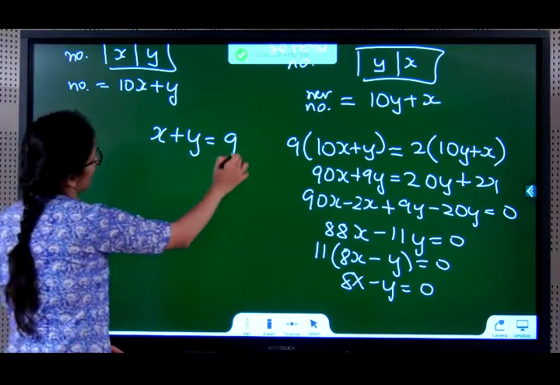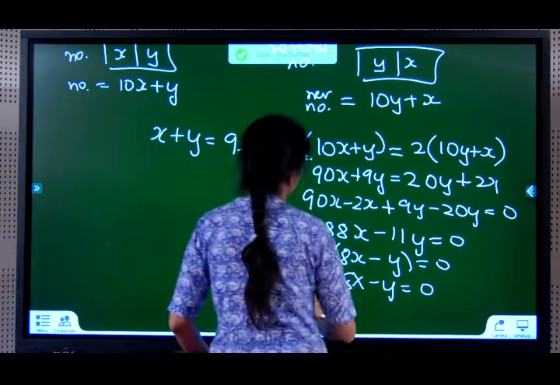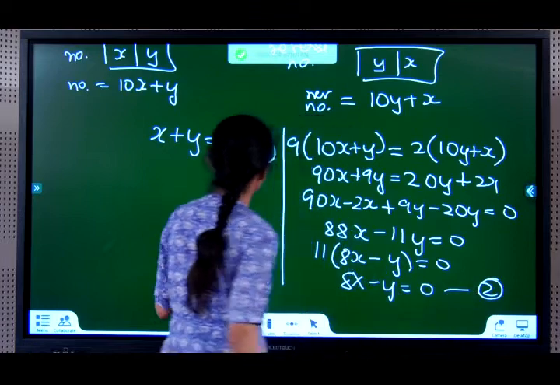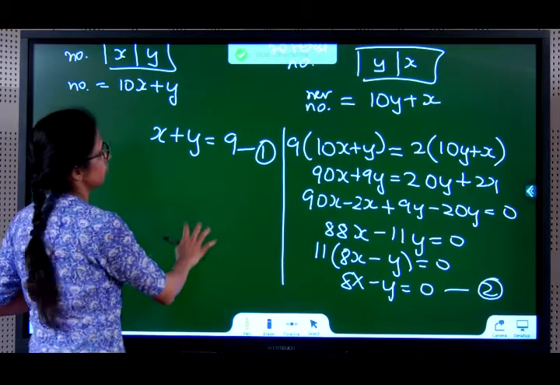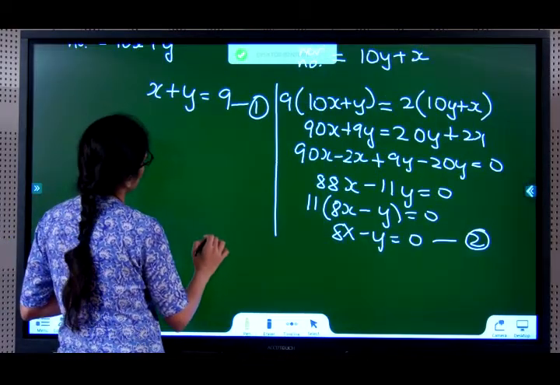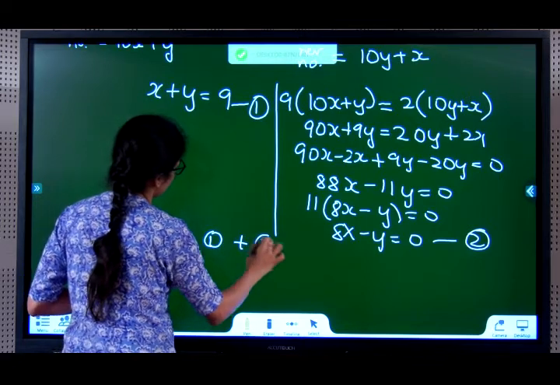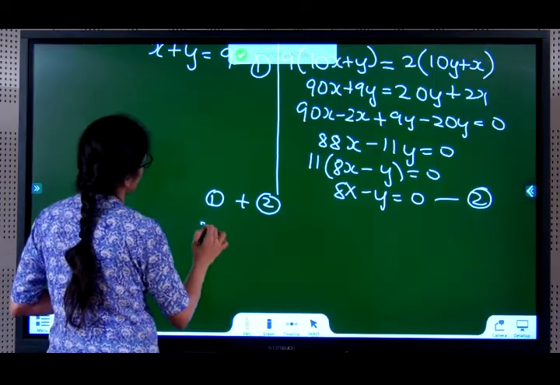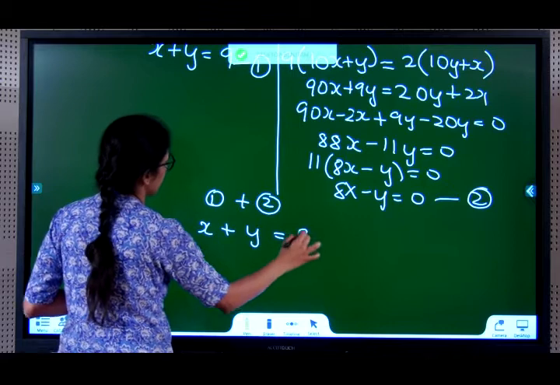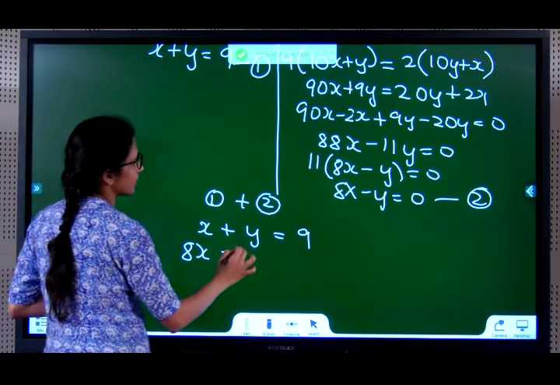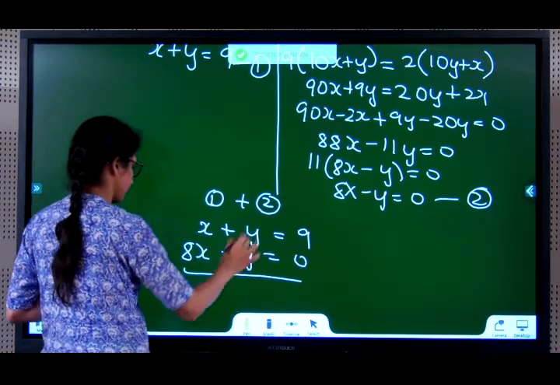You have minus y, you have plus y. So, directly you can go in for addition. Coefficients are same, signs are opposite. So, go in for addition. So, 1 plus 2. x plus y is 9. 8x minus y is 0.